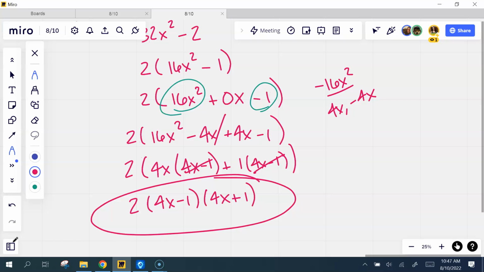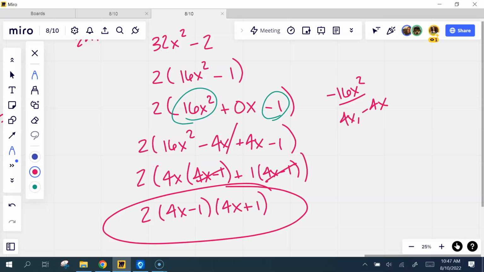Not vertex form. That's the standard form. No parentheses. Vertex and intercept have parentheses. There is, but in the original problem there wasn't. It was 32x squared minus 2.